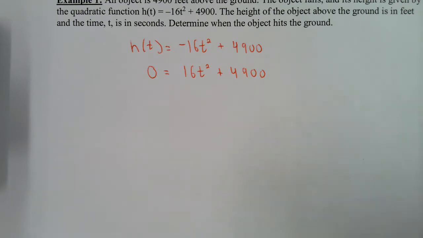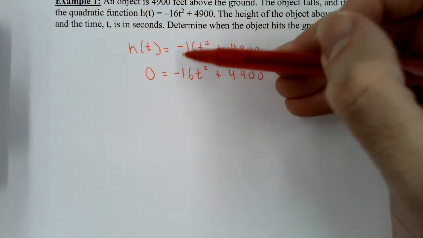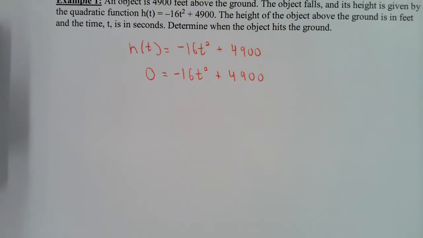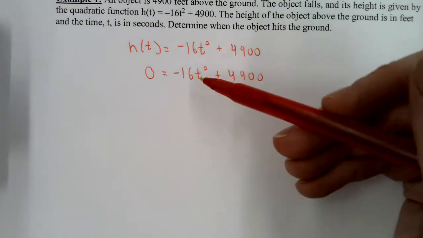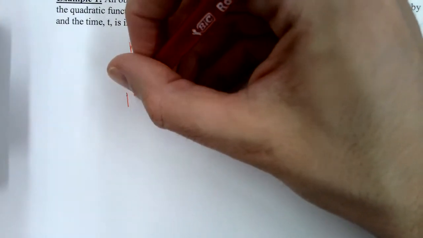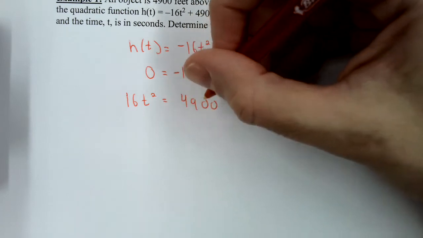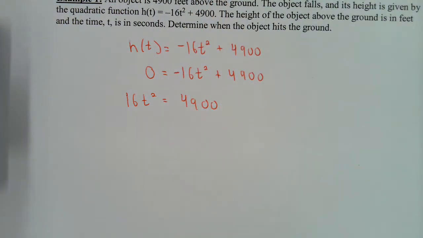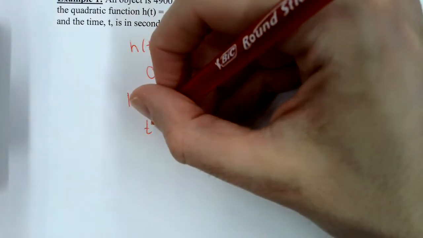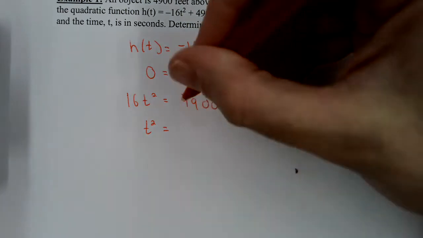So I will add, well, this should be negative. My bad, I forgot to copy that negative sign. I am going to get t by itself. So in order to do that, I will add 16t squared to each side, so I will have 16t squared equals 4,900. Then I will divide each side by 16. When I divide each side by 16, I get t squared equals 4,900 divided by 16, which is 306.25.